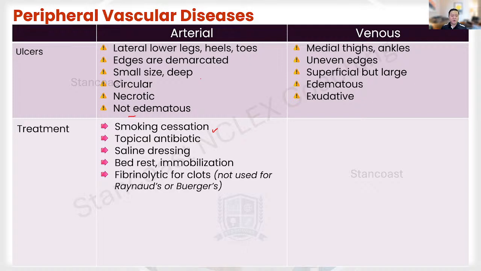And of course, we're going to treat the ulcer or the wound with a topical antibiotic in order to heal that ulcer, and make sure that we're also applying a saline dressing. So this will keep the wound bed clean and moist, and also promote better healing. And also, we're going to promote bed rest and immobilization at this point in order to reduce the pain and prevent further injury.